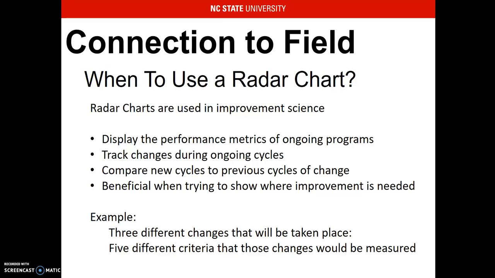So if we're taking the different changes in the classroom seating, we have 3 different changes. We can take those different changes that we make and put all those on one chart. And then we can also show how those changes affect 5 different criteria that we have chosen to measure those changes by. This makes it very easy for your audience to determine whether those changes are effective, what changes are more effective, and what improvements still need to be made.